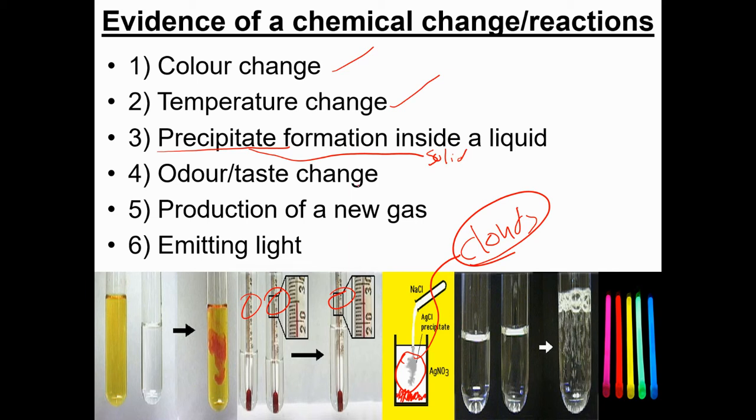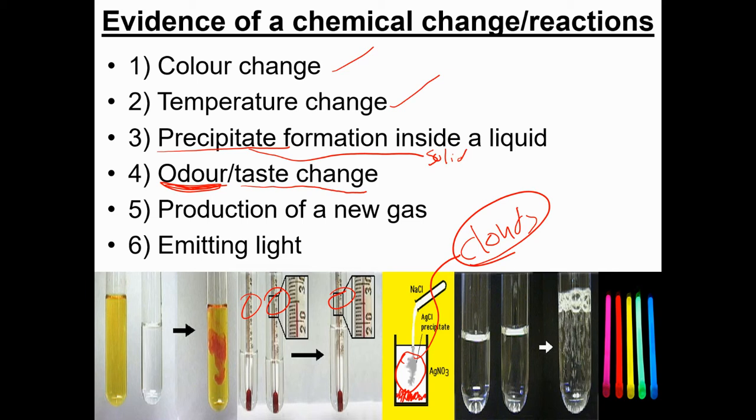Odor and taste change. We're not going to use taste in the lab, but odor is a common indicator that a chemical reaction happened. In grade 12, you'll actually do some reactions where you mix these substances together that start off smelling pretty bad, and then when you put them together, they'll smell like maybe mint or banana or oranges or peach or strawberry, or it depends on the combination.